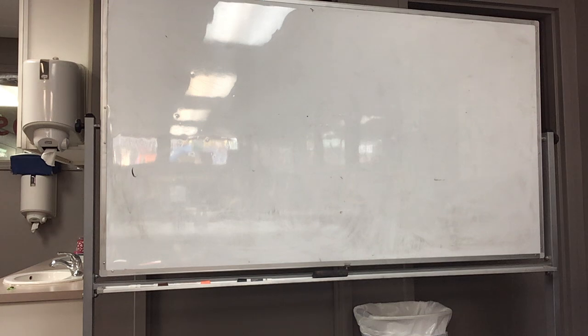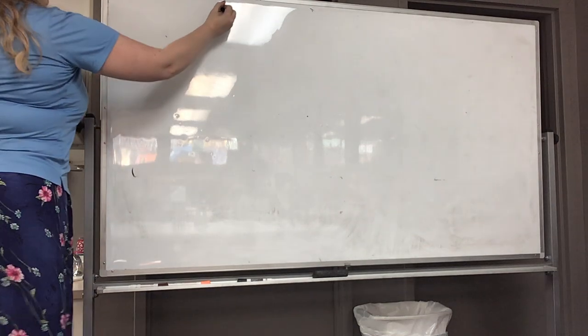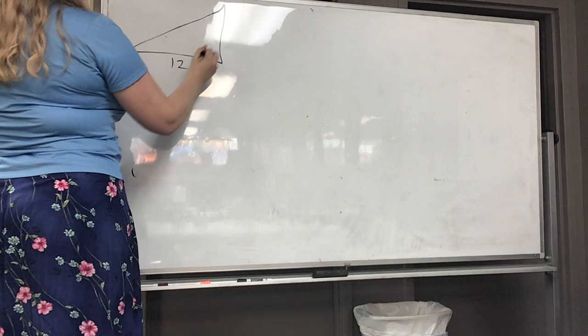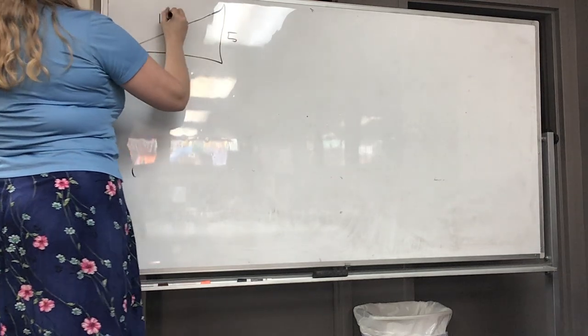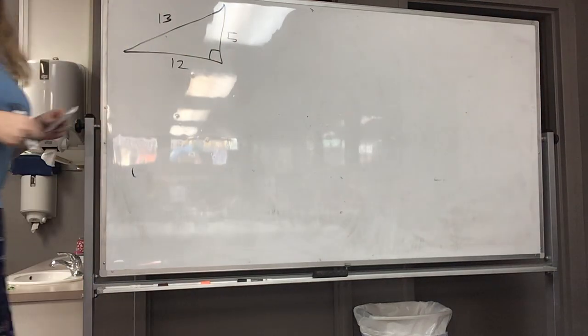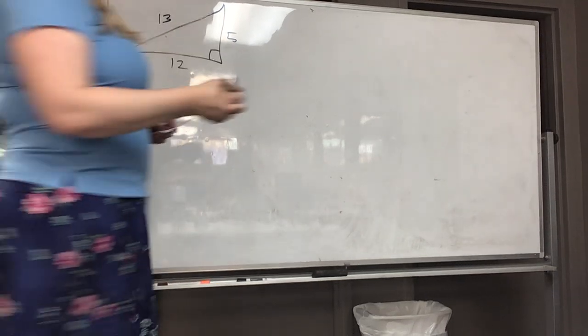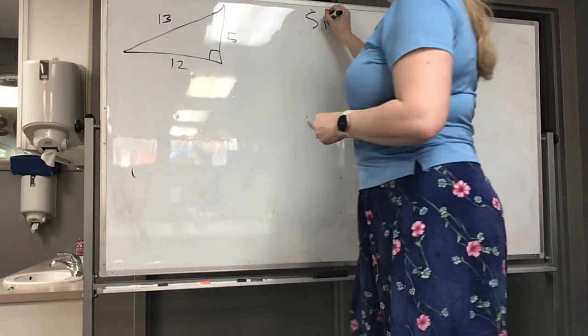All right. Finally, we're getting to sine, cosine, and tangent. So again, like I said, they really, really like these. And so right off the bat, they're giving you one of those special right triangles, 5, 12, 13. And they're asking about the sine, cosine, and tangent.